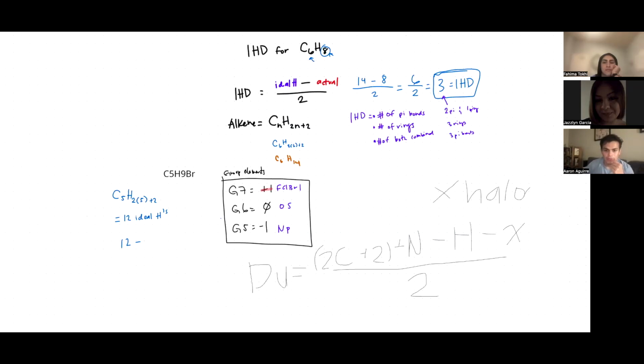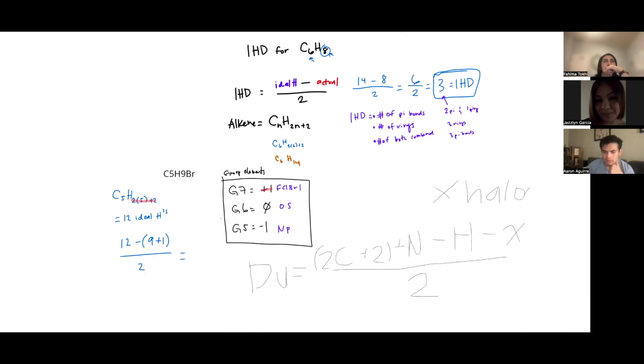Can you type out that formula with the text? 12 minus 9. I'm looking at the example you gave. This was the ideal that I calculated, because this was your example, right? Yes. So it was 5 times 2, 10, plus 2 is 12 ideal hydrogens. And then 9 actual, plus 1, over 2.